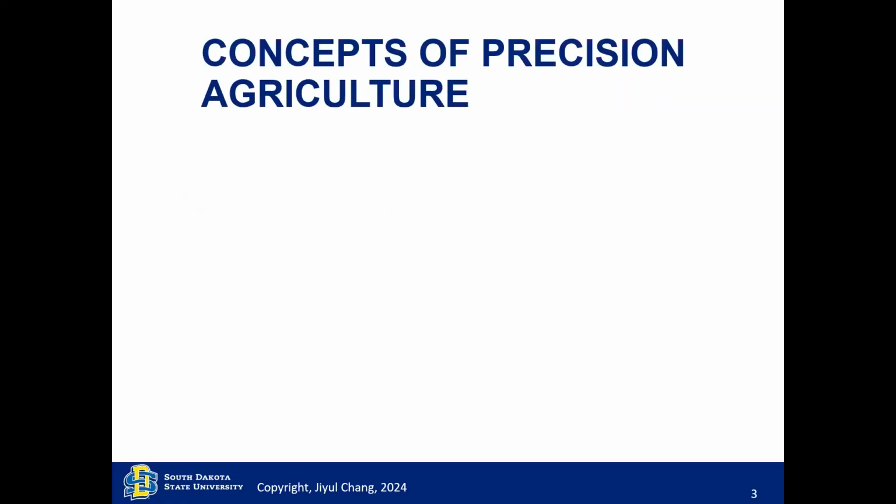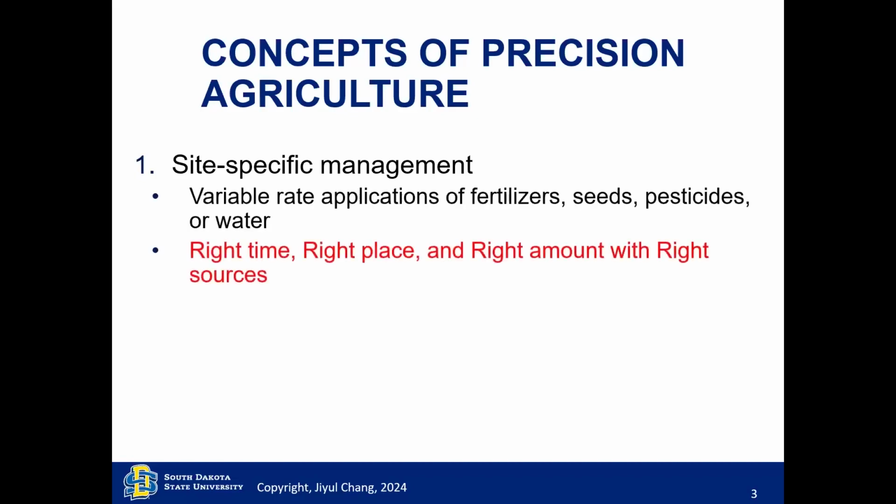Okay, first, the concept of precision agriculture. The most basic and original concept of precision agriculture was site-specific measurement. When you apply this concept to the application, we call this variable rate application of fertilizers, seed, pesticide, or water. To do this practice, we need to follow the famous 4R practice. Those are right time, right place, and right amount with the right sources. These are the basic ideas of the concept of precision agriculture.